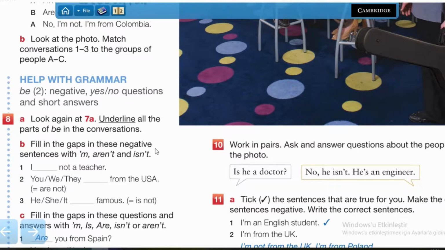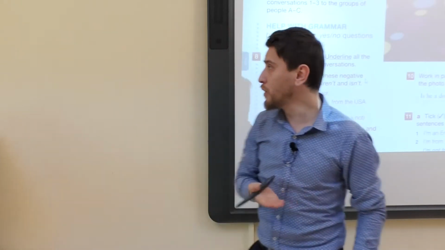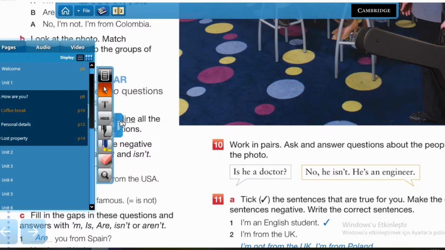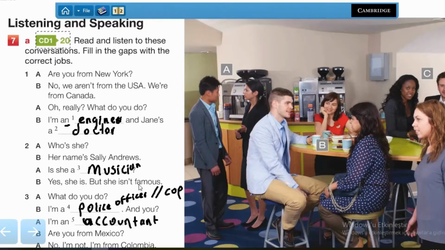Look again at 7a, and now we underline all the parts of B in the dialogues. Let's go up and underline all the to be forms. Here we go. To be forms are in a question, negative, we aren't. Short forms, we are, or we can say we're. I'm, I am, we say I'm. Jane's, Jane is, but we say Jane's with contractions. Who is she? Who's she?